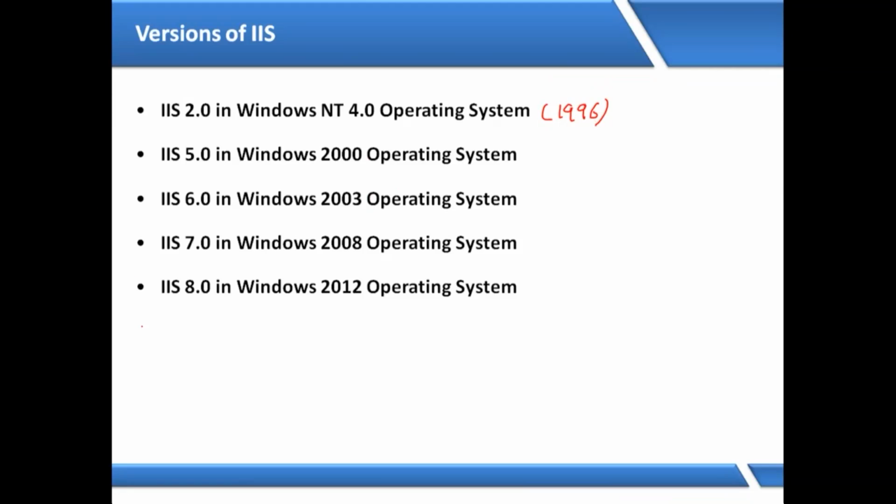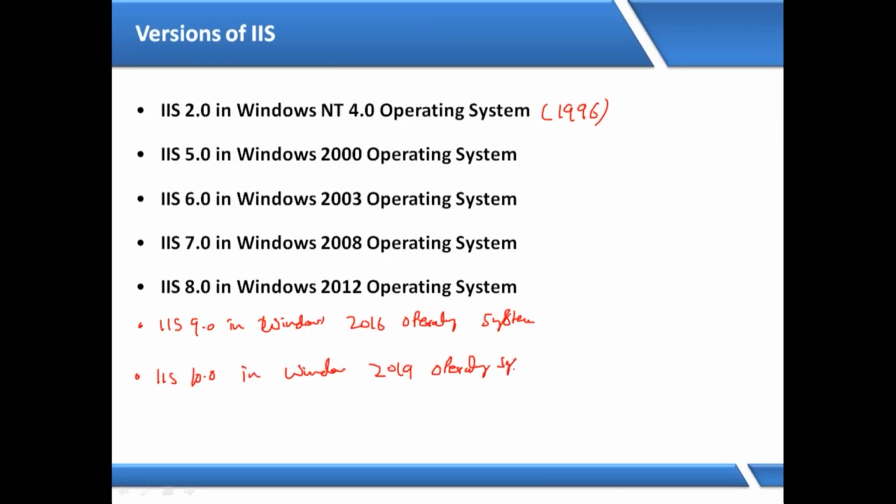Then they released the IIS 9.0 version in Windows 2016 operating system. Then they released IIS 10.0 version for the Windows 2019 server operating system. So these are the different versions they have released.